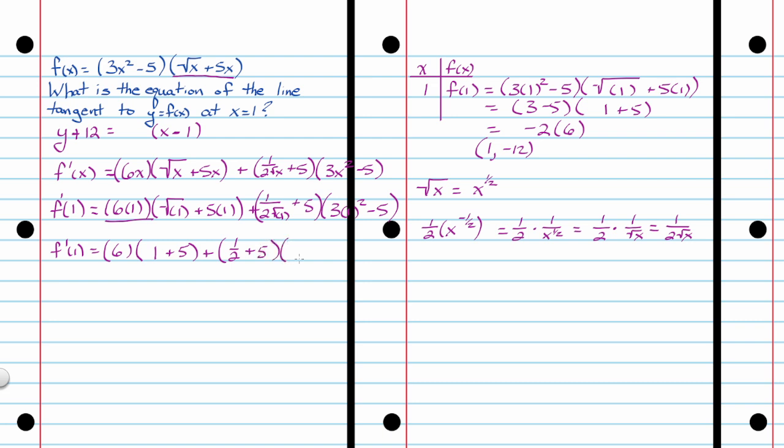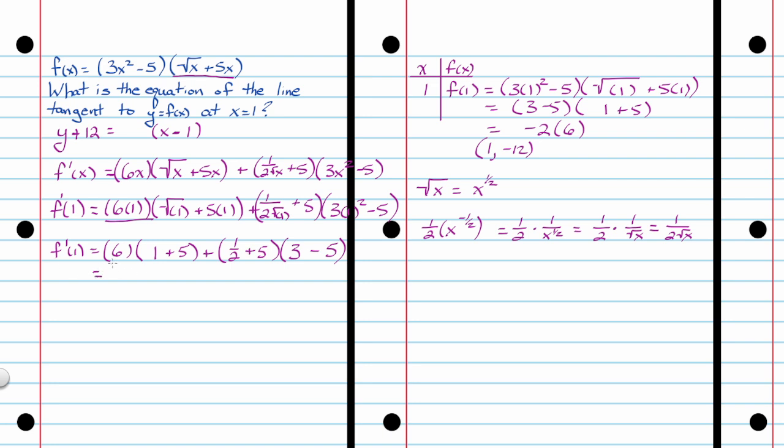It's a good excuse, too, to practice your vocabulary. What's a term and what's a factor? This binomial factor here has 2 terms. 3 times 1 squared is my first term. That simplifies to 3. My second term is negative 5. So 3 plus negative 5, or just 3 minus 5.